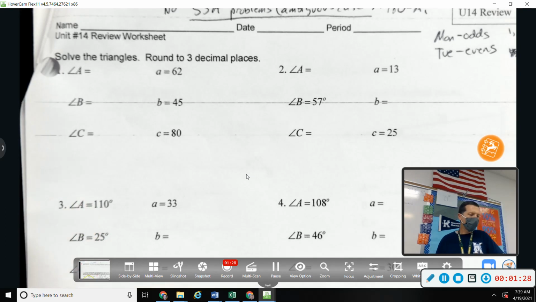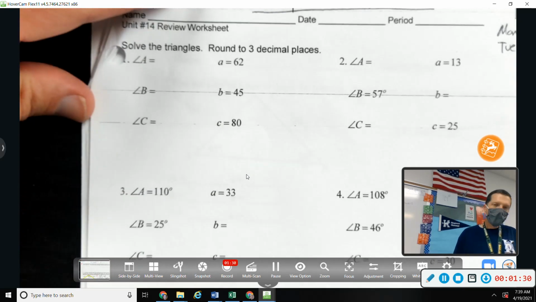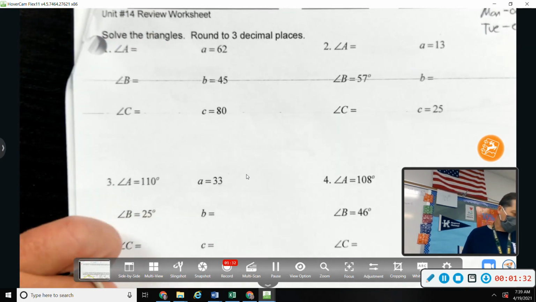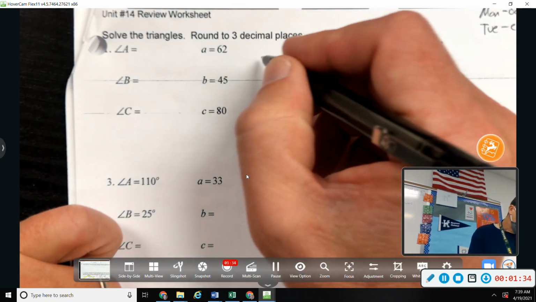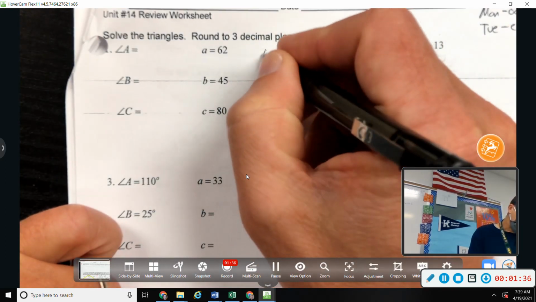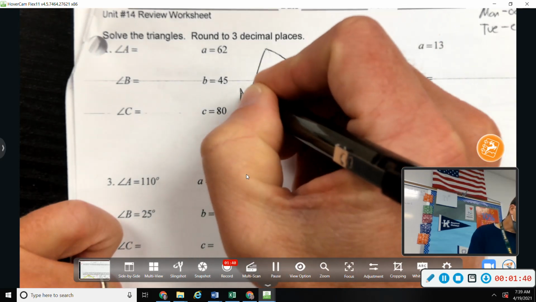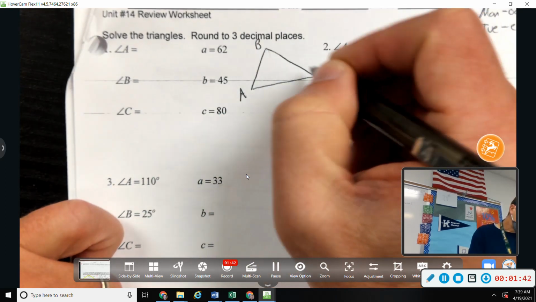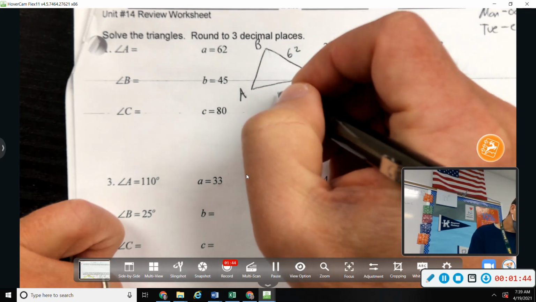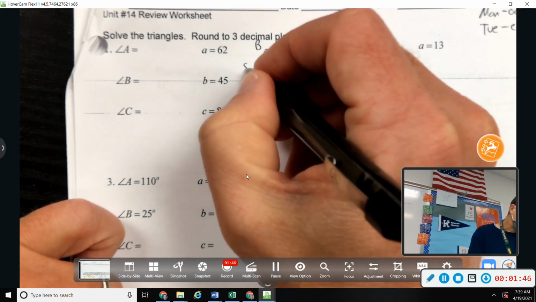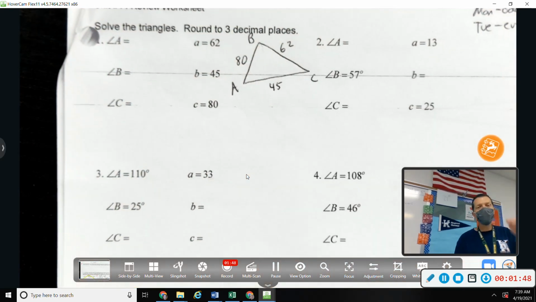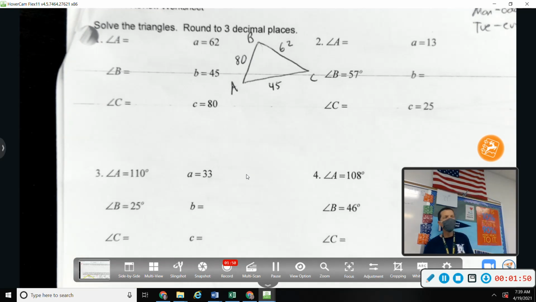All right, let's do number 1 and number 5 together. Solve the triangle, round to 3 decimal places. Let's see, I got 3 side lengths. Again, you could do these without a picture. I think it's obviously easier to visualize if you draw, but I think it helps me keep up with what I know, what case it is. I think it's worth it to draw the picture.